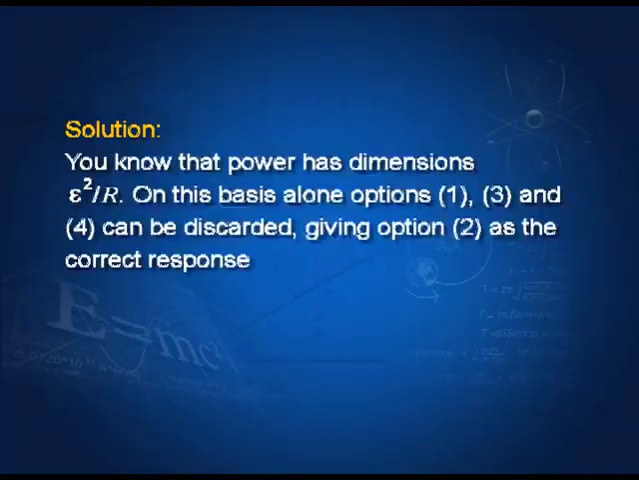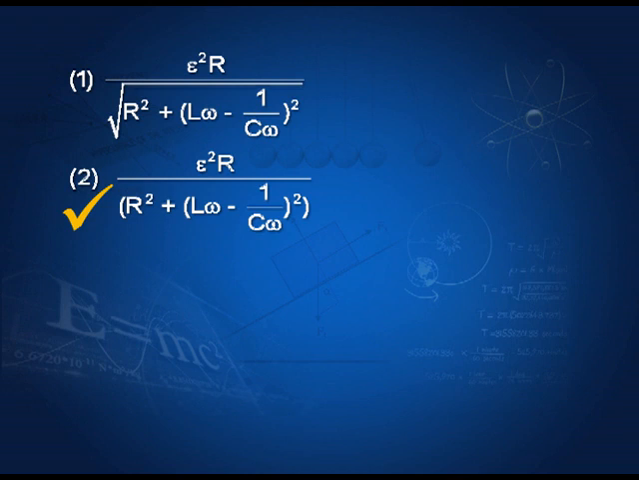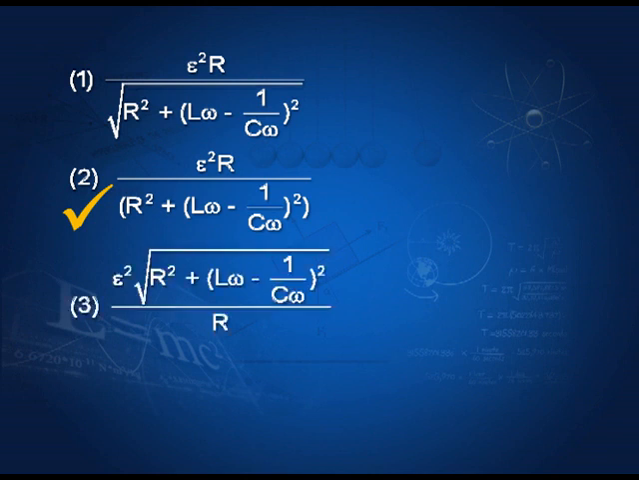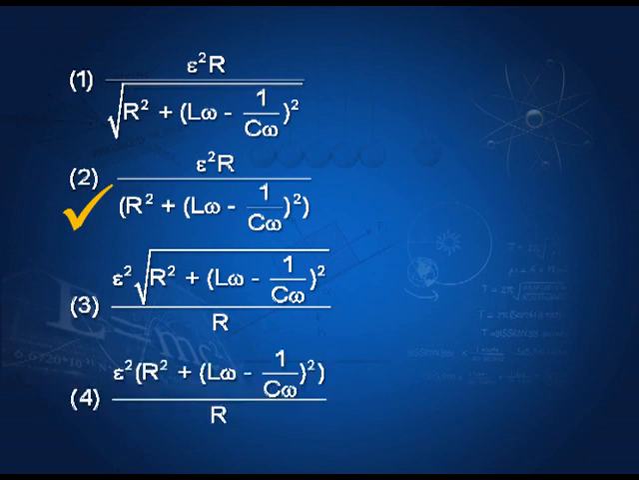You know that power has dimensions E squared by R. On this basis alone, options 1, 3 and 4 can be discarded, giving option 2 as the correct response. You can verify that option 1 has dimensions simply E squared, option 3 has again dimensions of E squared, and 4 has dimensions of E squared times R. All wrong, only 2 is the correct option.